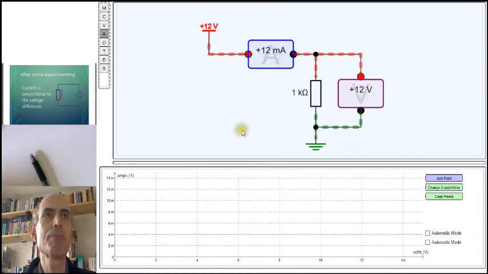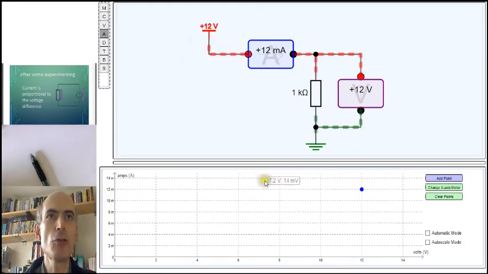Here we have a circuit with a 12-volt source, sending current down through a resistor to ground, which is at 0 volts. And we're measuring the current through the resistor with this ammeter, and the voltage across the resistor with this voltmeter here. So this circuit has 12 milliamps flowing down through a resistor with 12 volts across it. If we plot that point on this curve here, this graph would appear there. 12 volts corresponding to 12 milliamps.